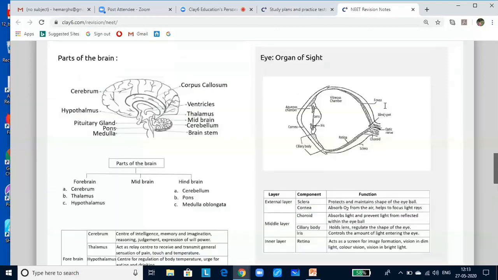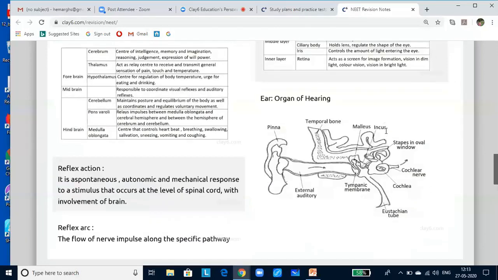Now the next organ we have is the ear. So this diagram is also very important and also its parts. The outer ear consists of the pinna and external auditory meatus. The pinna collects the vibrations in the air which produce the sound. The external auditory meatus leads inwards and extends up to the tympanic membrane. The tympanic membrane is composed of connective tissue covered with skin outside and mucous membrane inside.